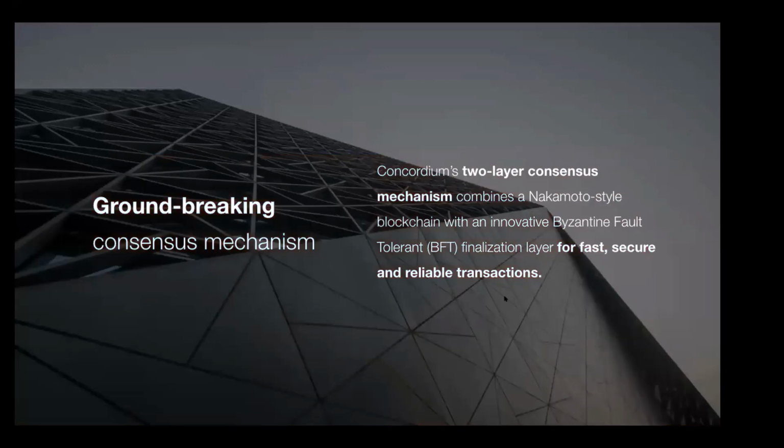And also a little bit about our groundbreaking consensus mechanism. We have a two-layer consensus mechanism, which mainly combines the Nakamoto-style consensus blockchain along with the innovative BFT finalization layer for fast, secure, and also reliable transactions.